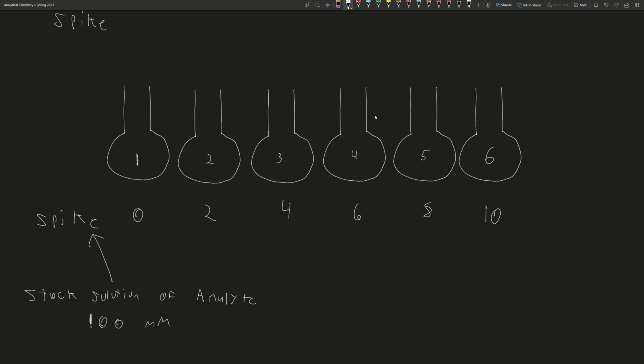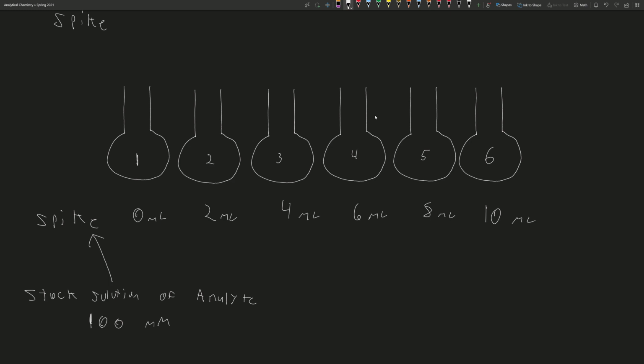And let's say this is 0 milliliters, and then 2, 4, 6, 8, and 10 milliliters. So at this point, to each of these containers, we put 2, 4, 6, 8, and 10 milliliters of this spike volume to our solution.